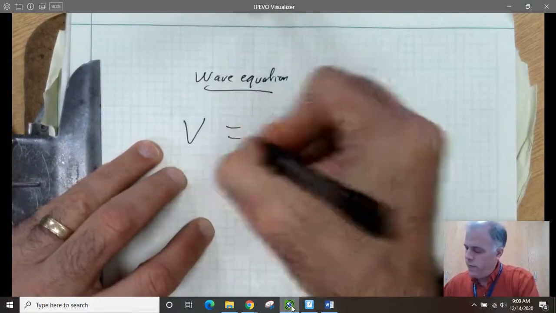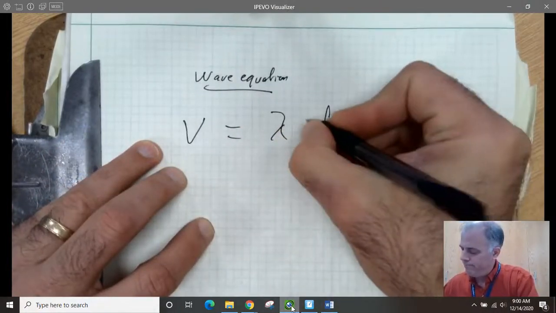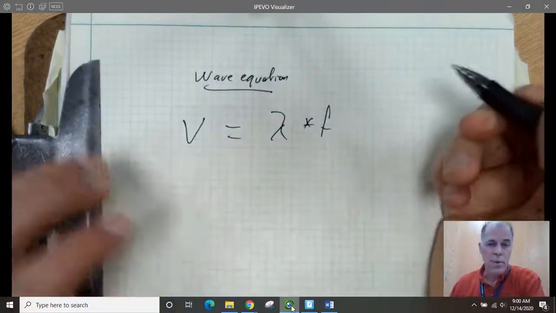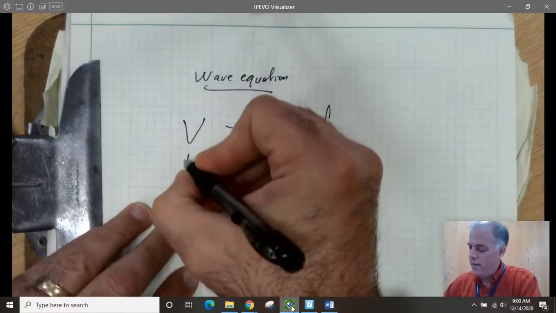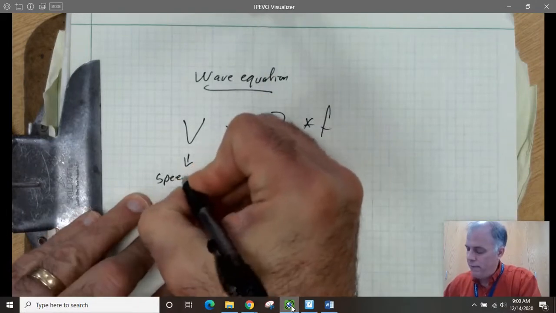Right here it is. V equals lambda F. You'll probably want to pause this and write it down because I have to go fast so I can fit it into the 15 minutes. Okay. V is the speed of the wave.